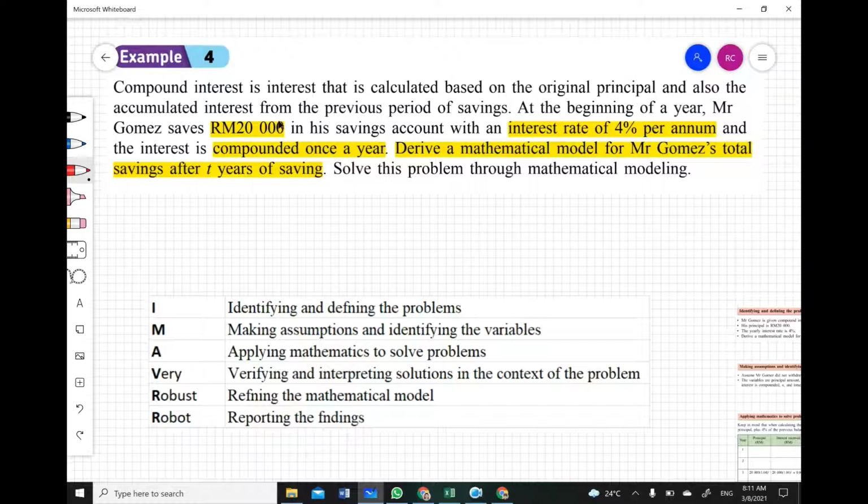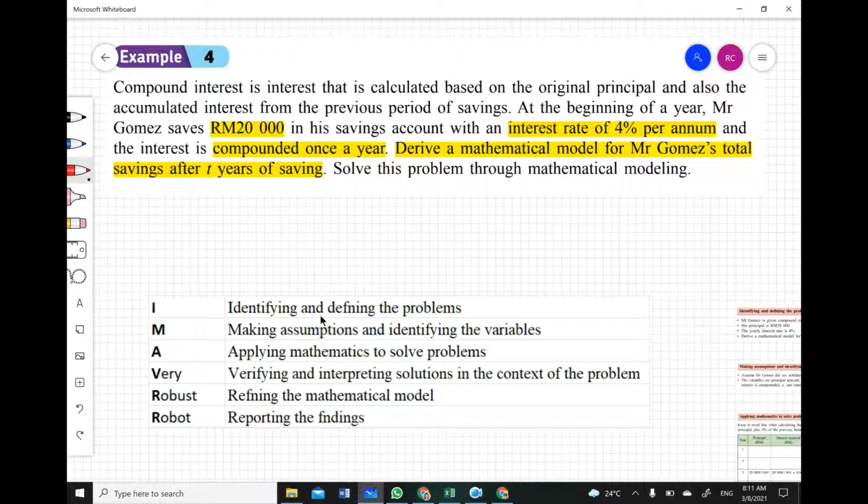Okay, so when he saved 20,000, meaning that this 20,000 is the principal with the interest rate of 4% per annum, meaning that 1 year is 4%. And the interest is compounded once a year. So this one is easy, only once a year. It means every year you just add on. And then they ask you to derive a mathematical model for Mr. Gomez's total savings after 3 years of savings. Solve this problem through mathematical modeling. So through the mathematical modeling, you have to go through all of this.